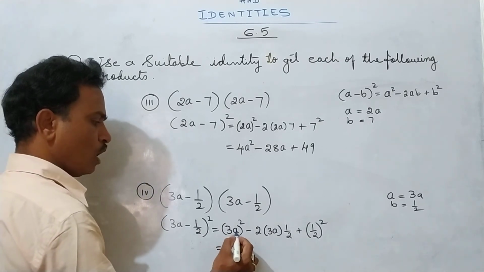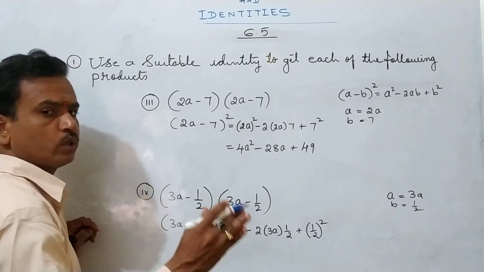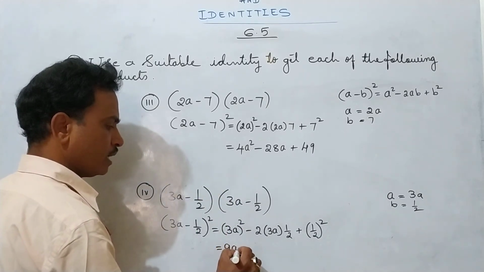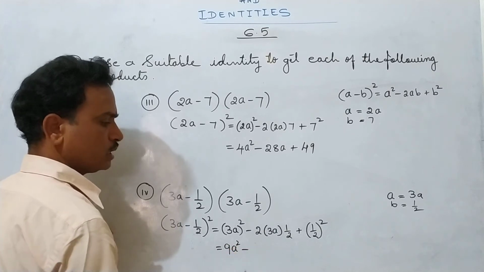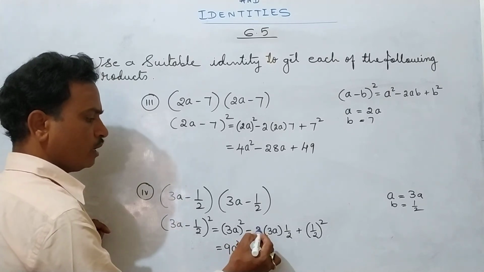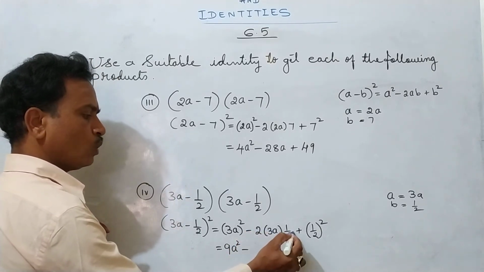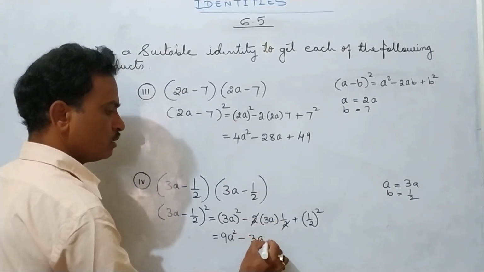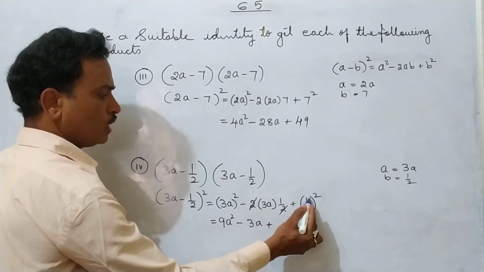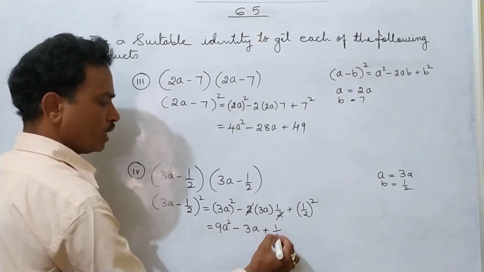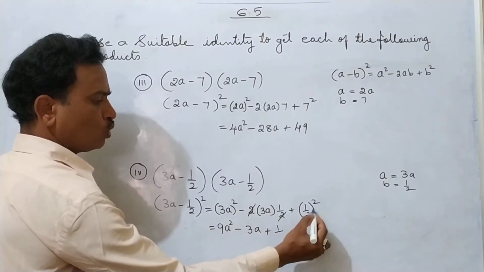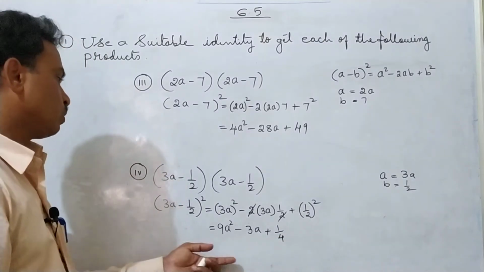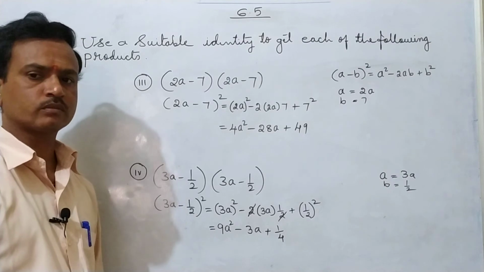Then 3a whole square, 3a into 3a, 3 3s are 9a square. Then minus, now see here numerator 2, denominator 2 get cancelled. Then 3a remaining here, then plus 1 square is 1 in numerator, then denominator 2 square becomes 4. Okay, this one is the solution for this question.